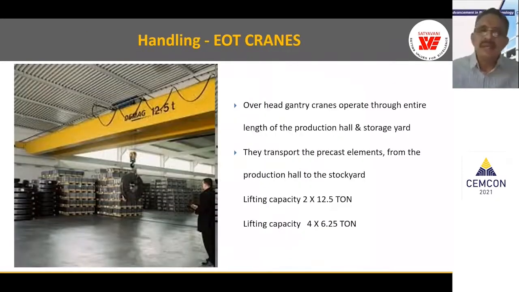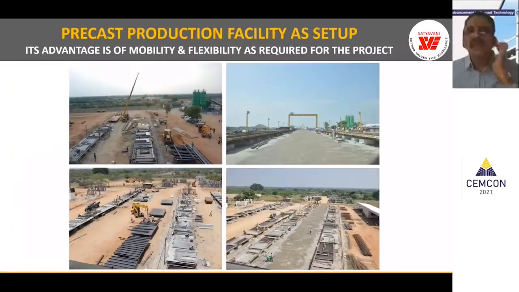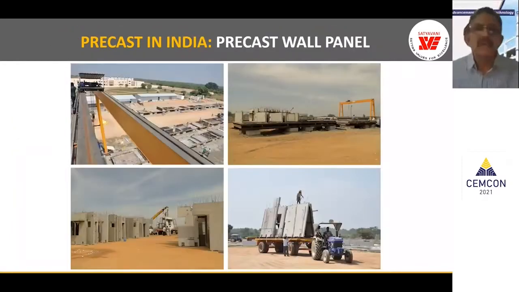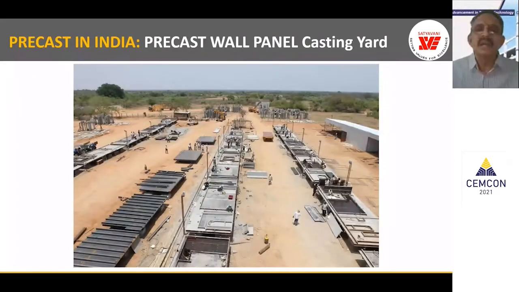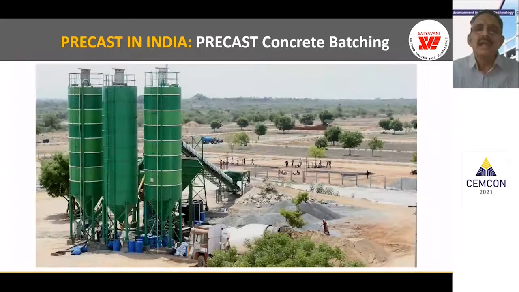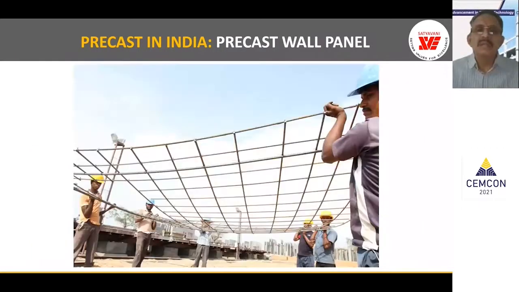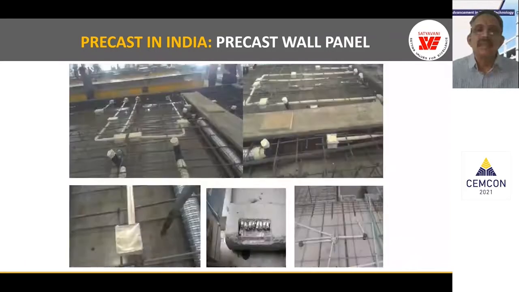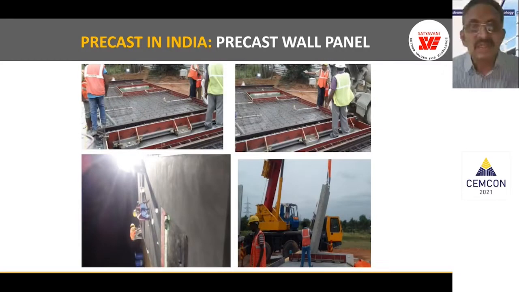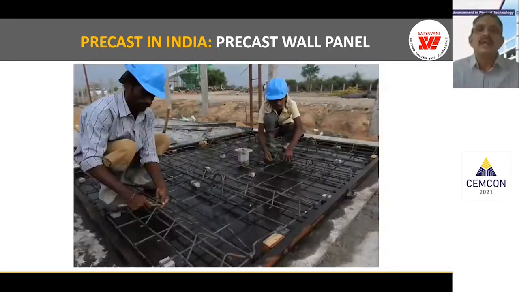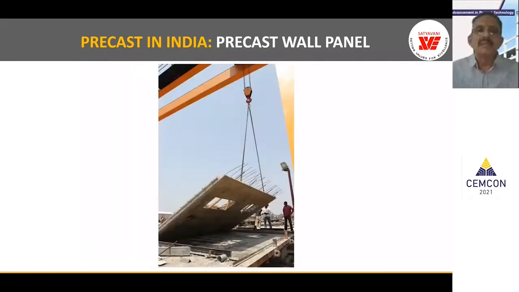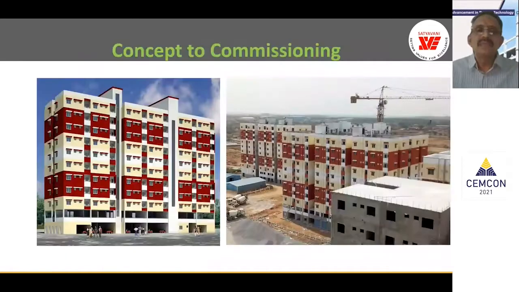And the EOT cranes will be required, and the stacking, handling, the A-frame cranes and all that. And these are all the precast wall panels, that is the casting yard for the wall panels, and the batching plant, and the casting, and the preparation of the mold and reinforcement, and placing of the various services is also done, and concreting, and finally stripping and lifting. And this is the concept of commercial.